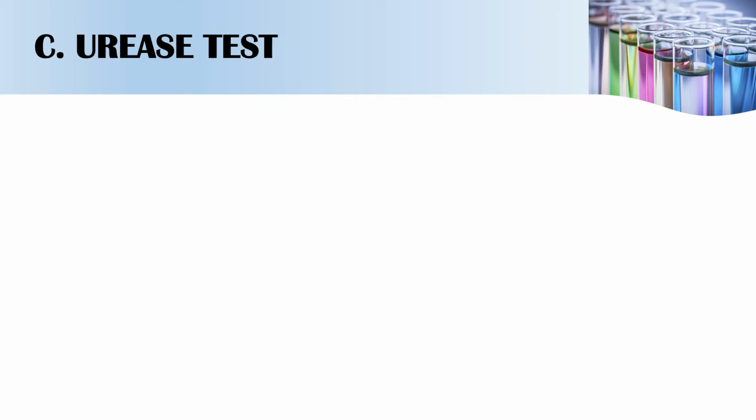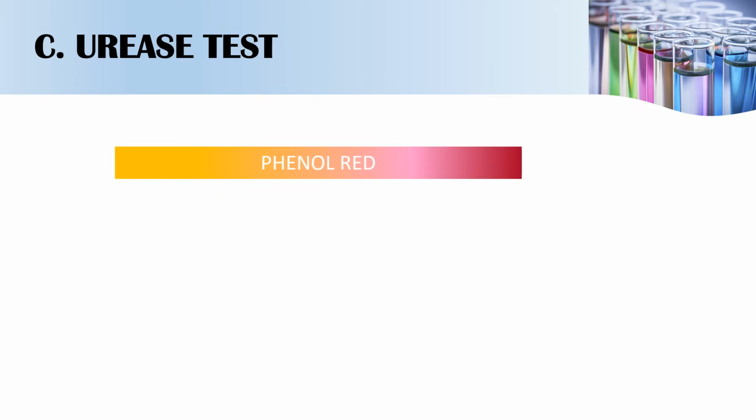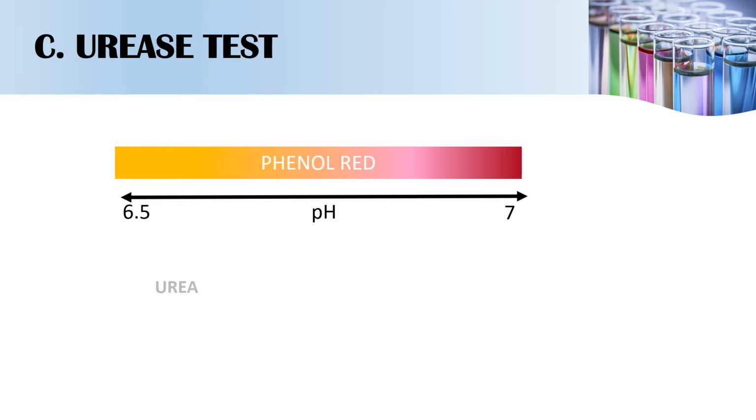Now we have the urease test. For the urease test, we have phenol red as our indicator. So it is yellow at acidic pH and turns pink, bright red, or purple at high pH. Some bacteria are able to produce an enzyme called urease that attacks the nitrogen and carbon bond in amide compounds such as urea, forming the end products ammonia, carbon dioxide, and water.